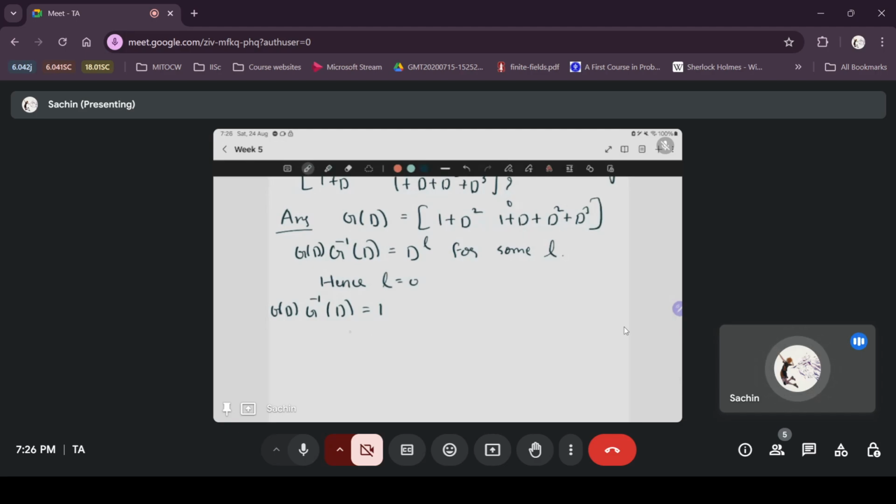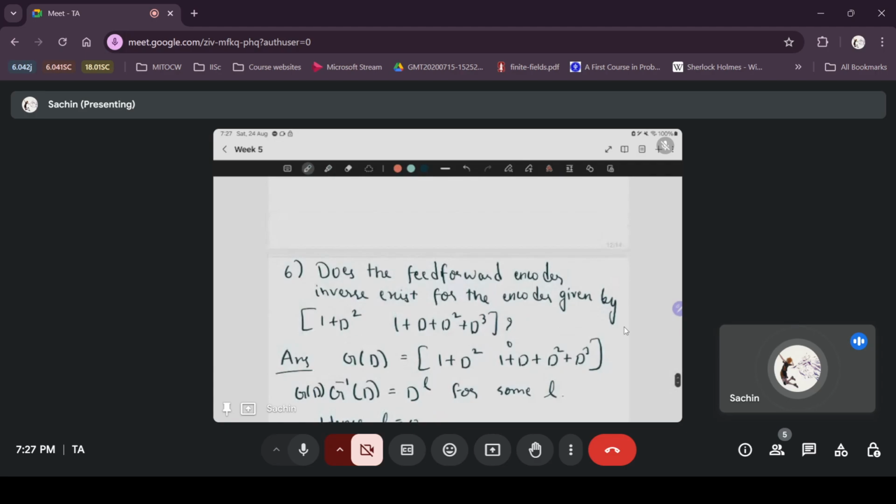They have given the solution as g inverse of d is d over 1 plus d square and 1 over 1 plus d square. We'll come back to how we got that later. At least I'll give you the answer for now. But you can see that there's a denominator here, right? It's d over 1 plus d square, 1 over 1 plus d square. So you can't realize that using only a feed forward encoder. So the question was, does the inverse exist for the encoder?